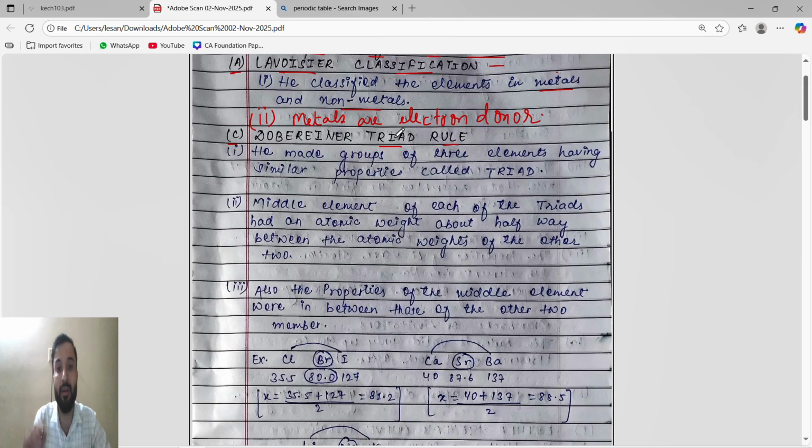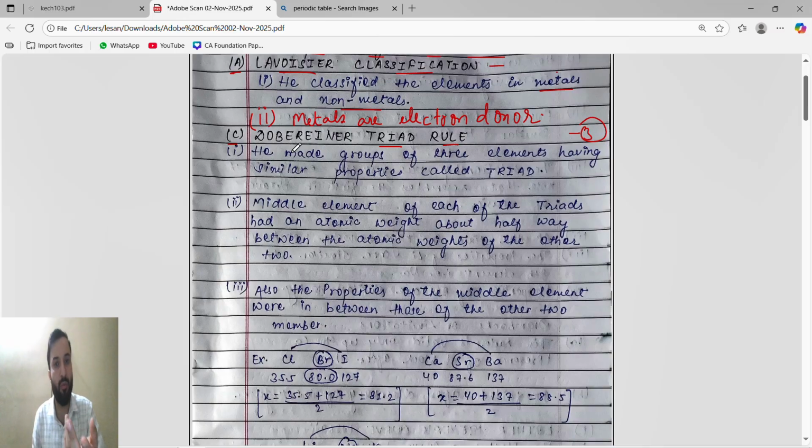Triads means nothing but 3. Triad means what? 3. He made a 3-element rule. Like in network marketing and all, they say you have to bring 3 people. So Dobereiner came, he applied one triad rule. He was like, I am here. So Dobereiner applied the triad rule. Triad rule means a rule of 3.